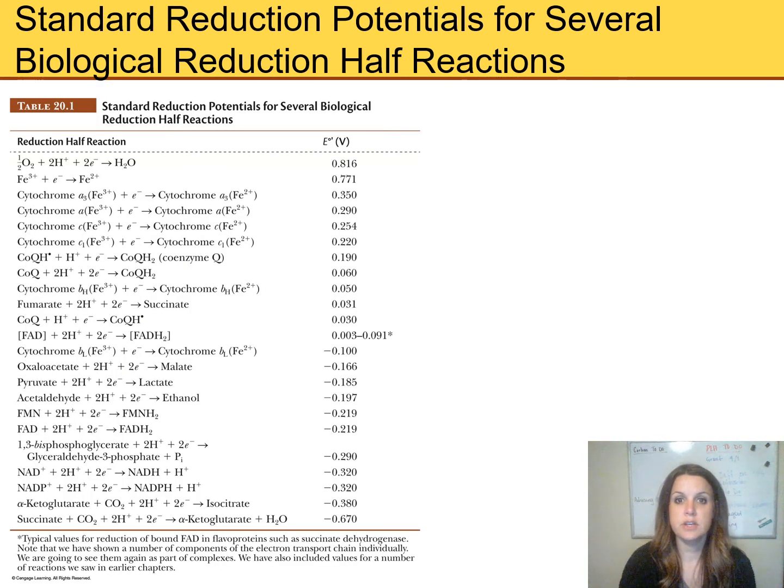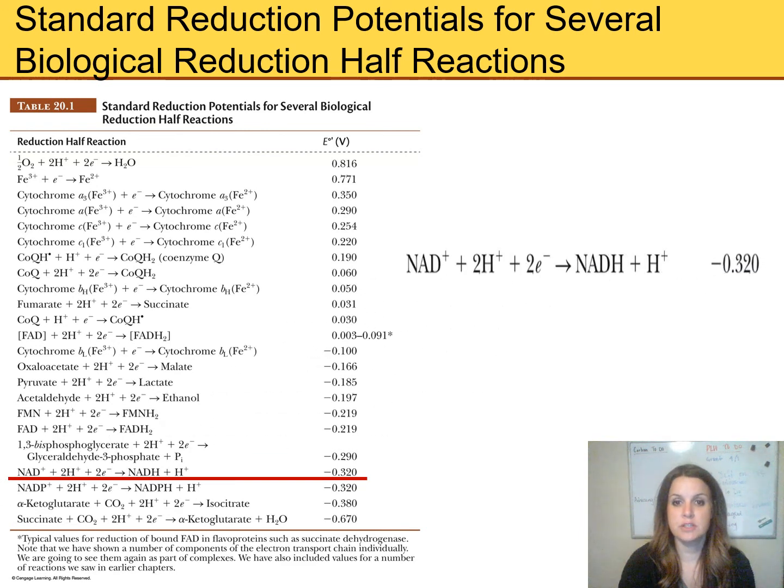So standard redox potentials for many biological half reactions have been calculated. There's a couple I want to highlight for you here. We're actually showing a bunch of them, but the first one here is the reduction of NAD to NADH. And that has a very negative redox potential, negative 0.320 volts. And then the next one I want to show you is the redox potential of oxygen. And that has a very high redox potential of 0.816 volts.